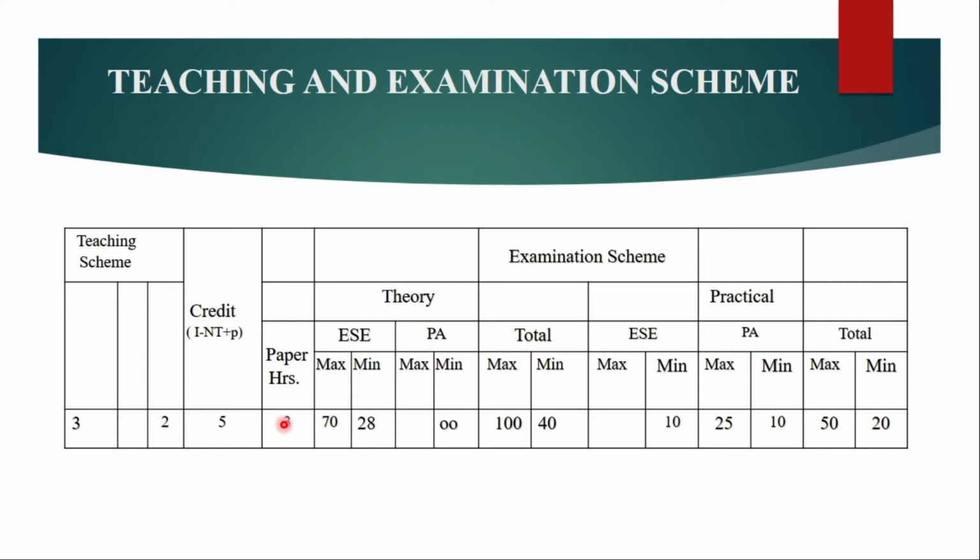Next, the duration of the theory paper is 3 hours, and the weightage of theory is 70 marks and minimum passing marks is 20. Then we have progressive assessment, that is 30 marks. Progressive assessment includes the average of class test 1 and class test 2 and also the micro project marks. Total marks is 30.